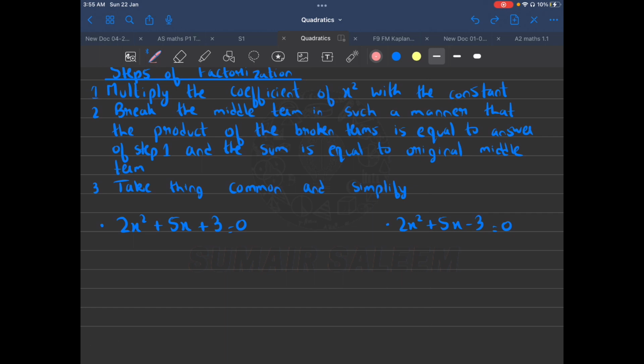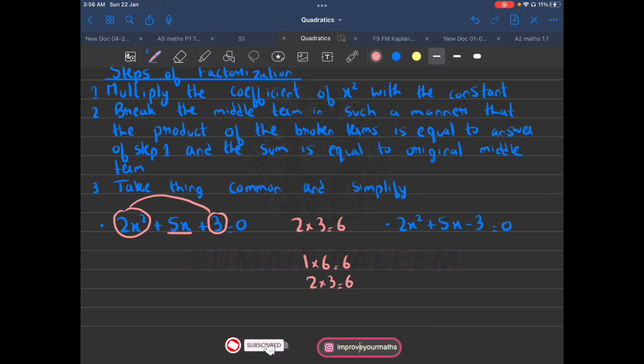The first step of factorization is you multiply the coefficient of x squared with the constant. So 2 threes is what? 6. Now what are the factors of 6? List them down. 1 into 6 is 6. 2 into 3 is 6. By using these factors, we need to make the middle term. So if I use 6 and 1, if I subtract 6 and 1, will it end up as 5? Yes. If I add 2 and 3, will it end up as 5? Yes.